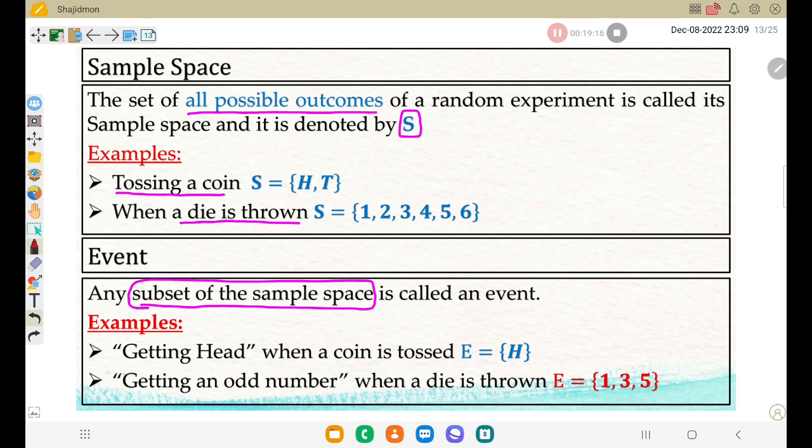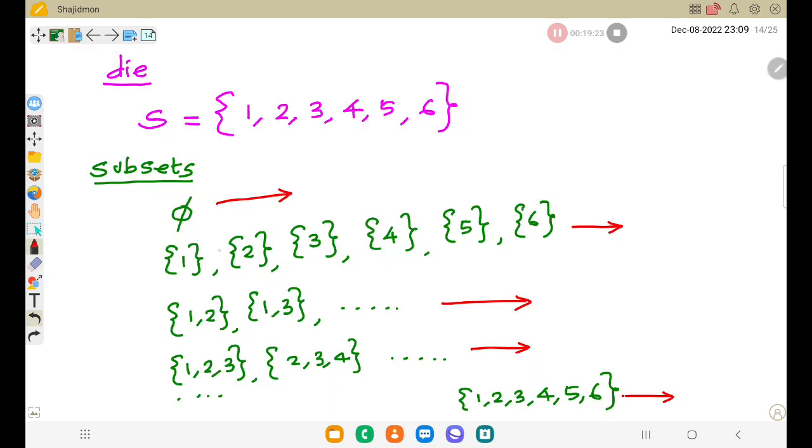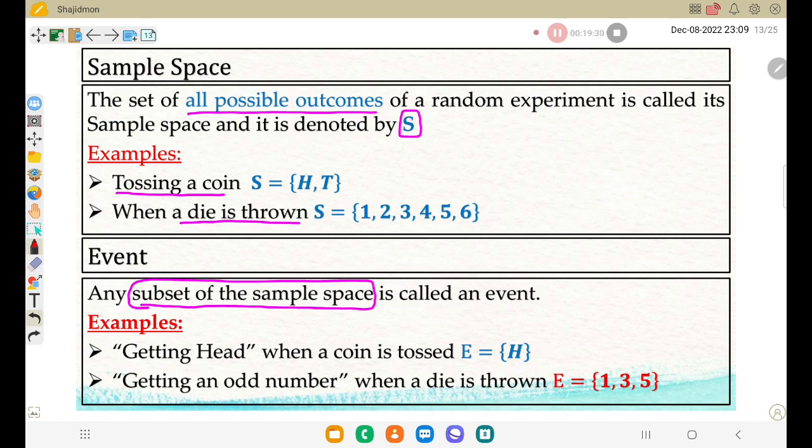Any subset of a sample space we are calling an event. I hope you understood. So these are all events. In this example, {1} is an event, {2}, {3}, {4}, up to {1, 2, 3, 4, 5, 6}, all are events of the sample space. Now here is a specific example: getting a head when a coin is tossed. Usually we represent an event with the capital letter E, but any other letter can also be used, capital A, B, C, any letter.